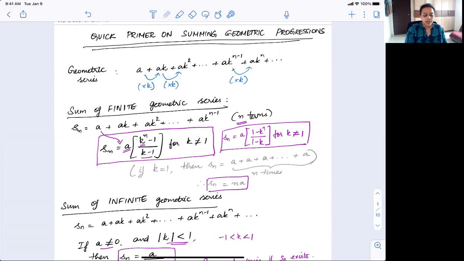Now, of interest to us about geometric series is how to calculate the sum of a geometric series. So if we are given a finite geometric series, or one where there are a finite number of terms, let's say n terms, then the sum of that series, so we have a series here such as a plus ak plus ak squared and so on, up to ak to the power n minus 1, so that is essentially n terms. And the sum of that is given by this particular expression that you see here.